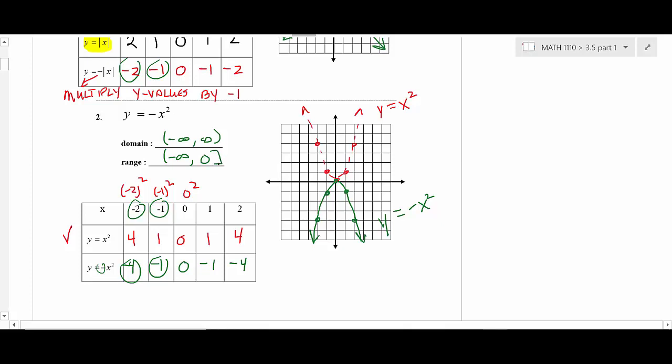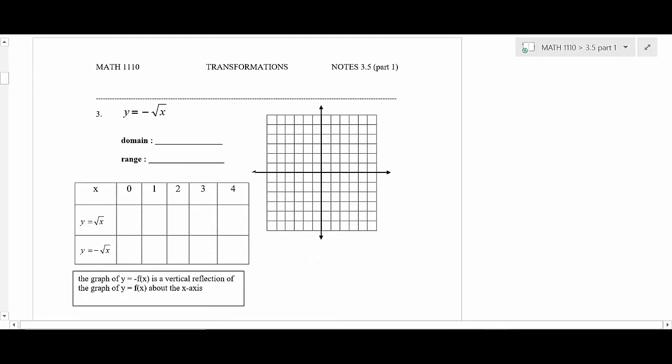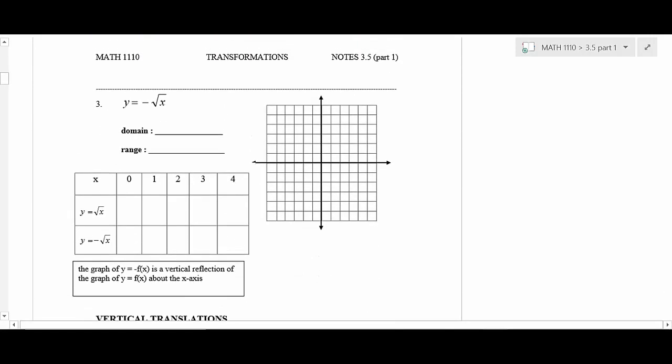We're going to build from simple to more complex as we go through. I'm going to do one more example of this, and we call this a vertical reflection. With this one, what kind of number do I have to use for x since it's under a radical? Positive numbers and 0. You can do the square root of 0. You can't have any negatives.